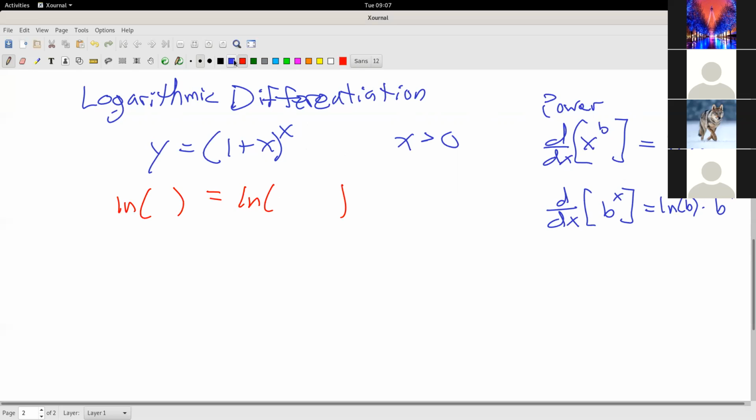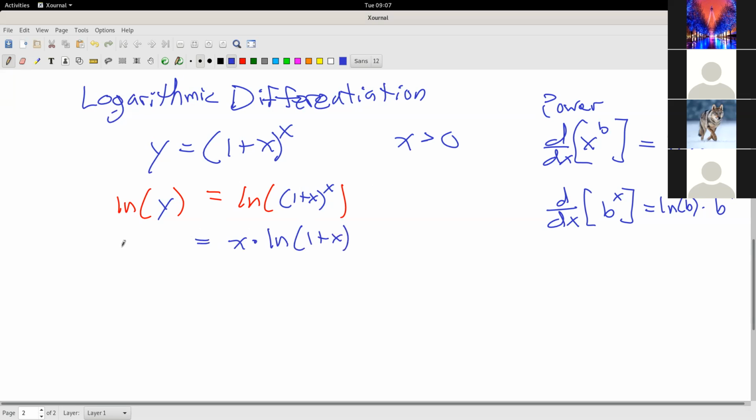So this was some of your homework, and I said you would need to read the book about this. So hopefully you did, and this went all right. Once I take the natural log out of both sides, I can pull the power out. So now I get x times the natural log of 1 plus x.